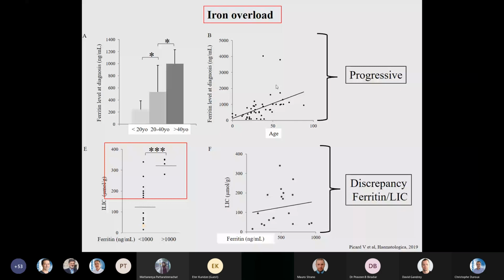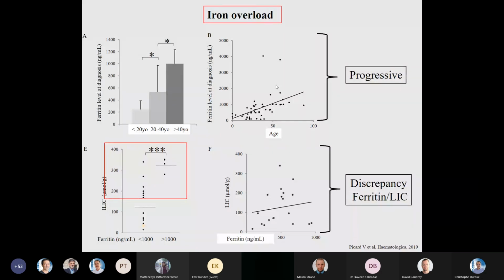It has been described in the liver. It has also been described in the heart, and there is a very poor correlation between ferritin level and liver intracellular concentration of iron if you measure that using MRI. So what we consider is that if you have more than 500 nanograms per milliliter of ferritin or an increased transferrin saturation coefficient, we perform MRI to evaluate the liver iron content and to treat this patient as soon as possible. It's not for all patients.